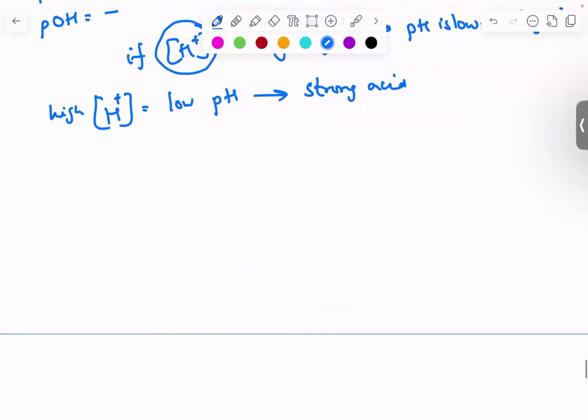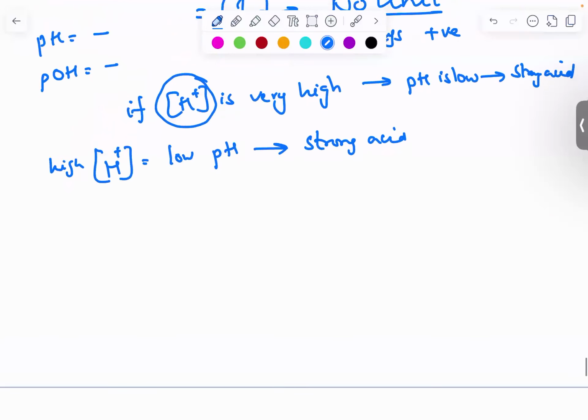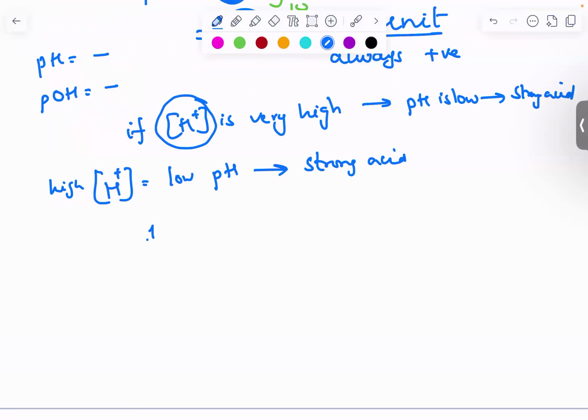And now they have also written, as I have already told you about this: a change of 1 pH unit represents a tenfold change in hydrogen ion concentration. If something has a pH 1 and something has a pH 2, what does it mean? If pH has been increased by 1 unit, that means a tenfold change in hydrogen ions. If you increase the pH by 1 unit, there would be a decrease in hydrogen ions by 10 times.